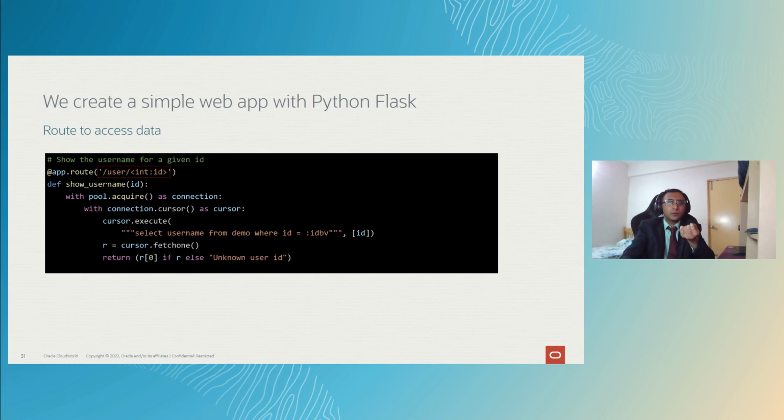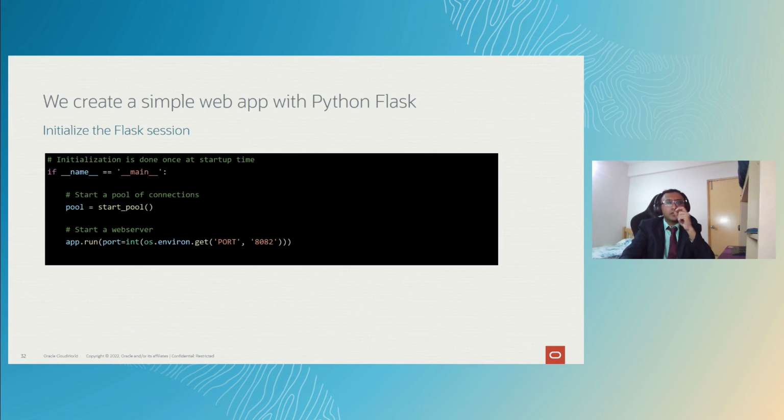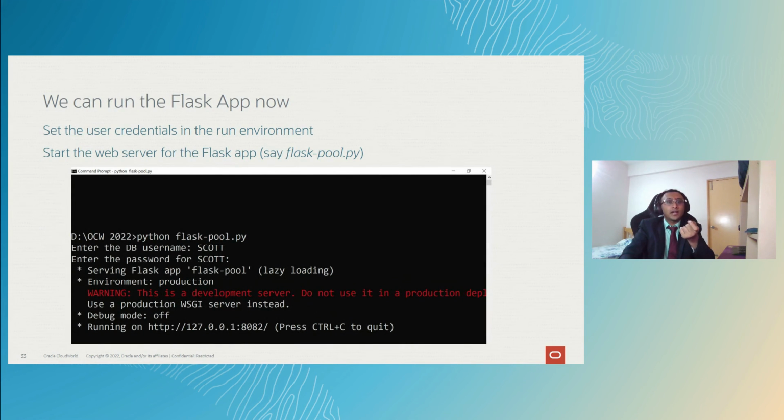Similarly, you can also add routes to insert data into the demo table, which I'm not going to show here, but it is quite simple. Next, the final part of this code is to initialize the Flask session. So this particular code will bring up the Flask web server in the local host, where the port number is 8082. So now we will run the Flask app by setting the user credentials in the run environment.